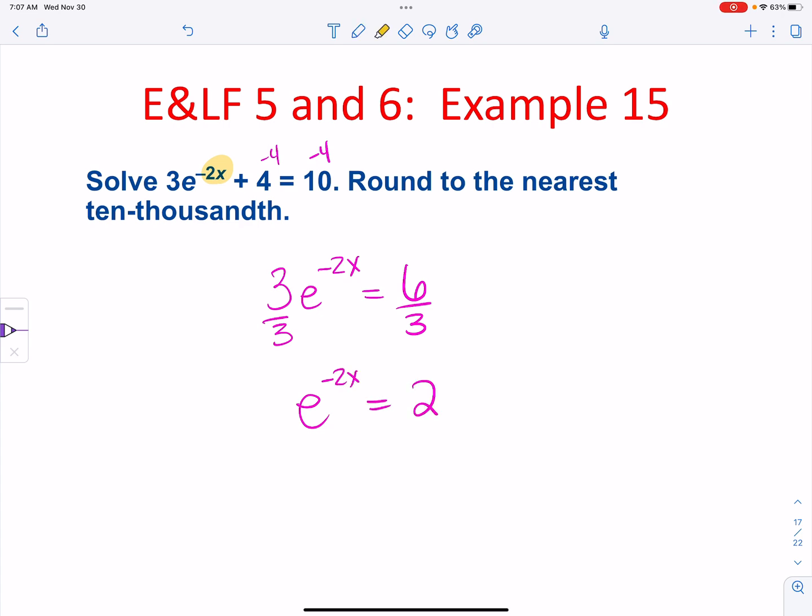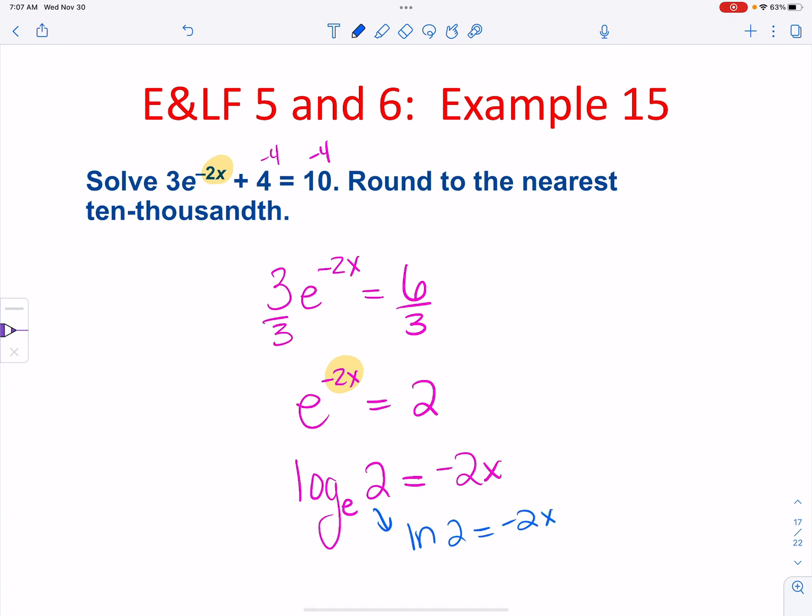Okay, now I'm going to write it in log form. This would be the log base e of 2 equals the exponent. So if you want, you could write this as the ln of 2 equals a negative 2x. Either way. So in your calculator, do the log base e.